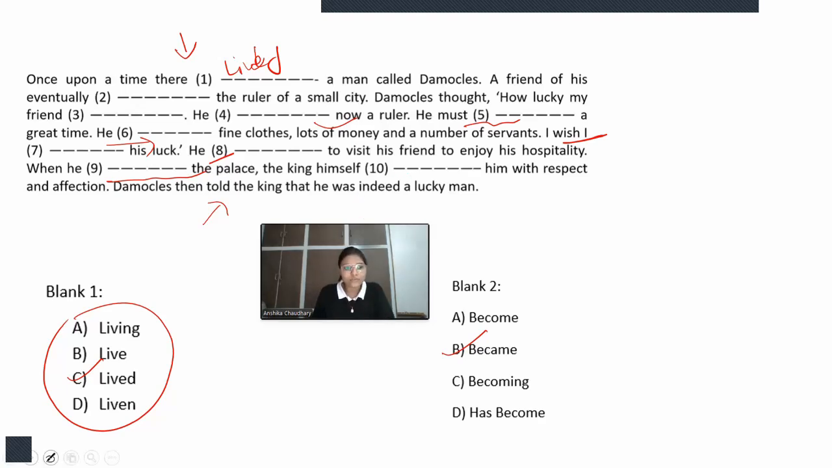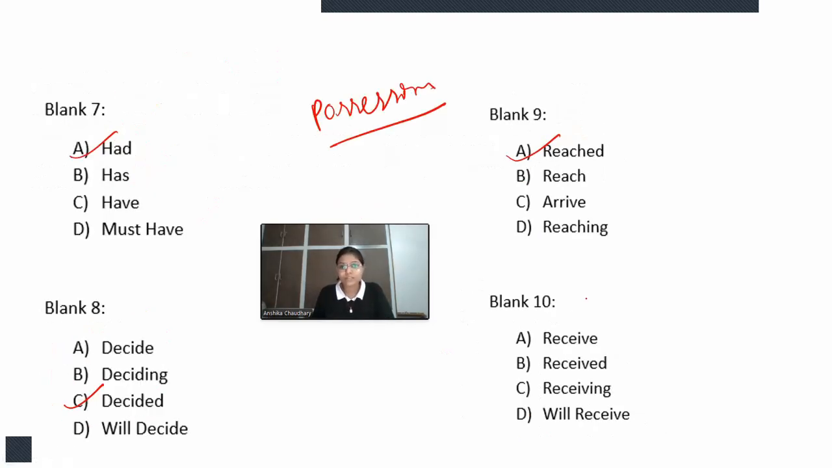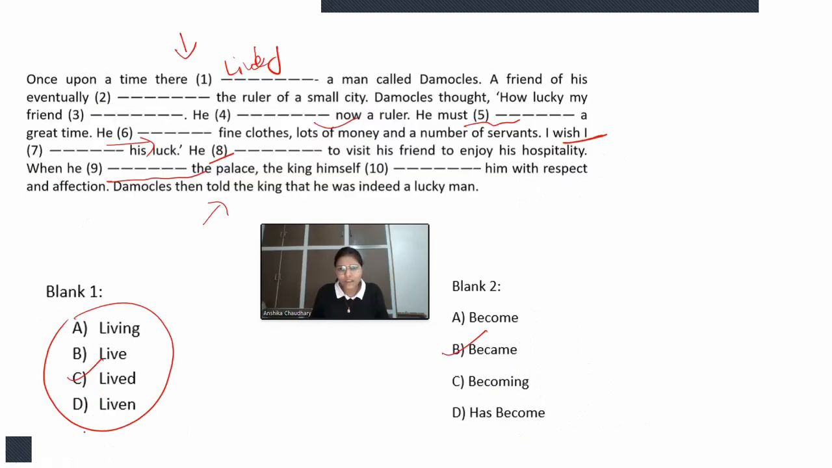Now, option 10 for blank 10, what are the options available? The king himself received, receiving. Again, receive is the main word, and the different forms of the verb are available. So, the king received himself, right? We are talking about past, and all the senses are in parallelism, right? So, the king received himself and welcomed him with respect and affection.